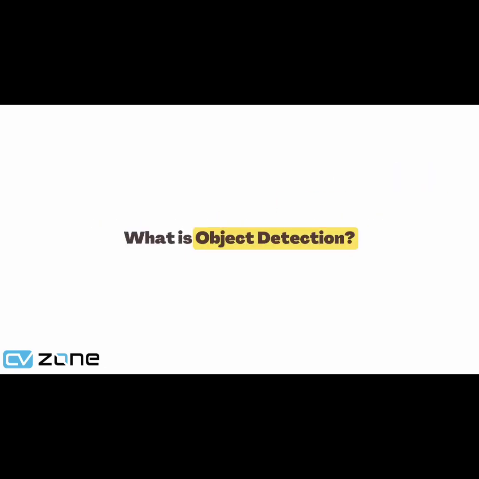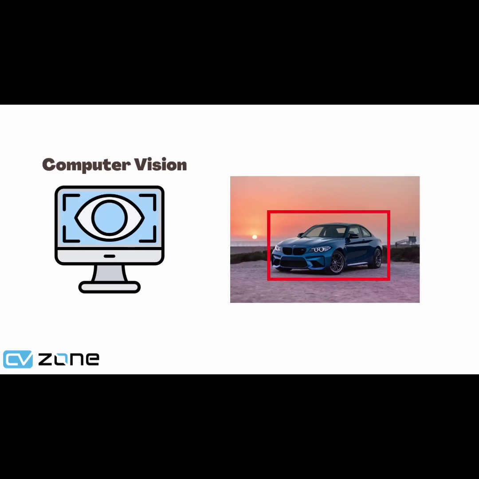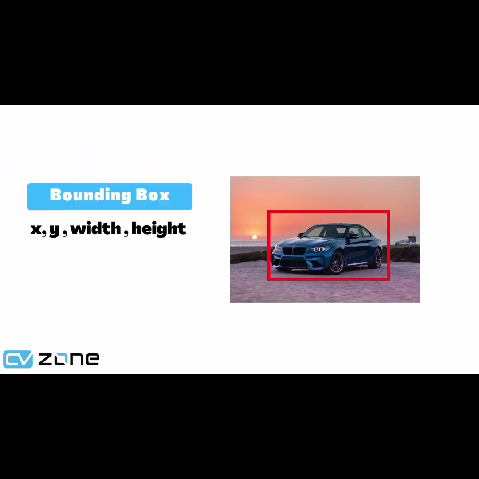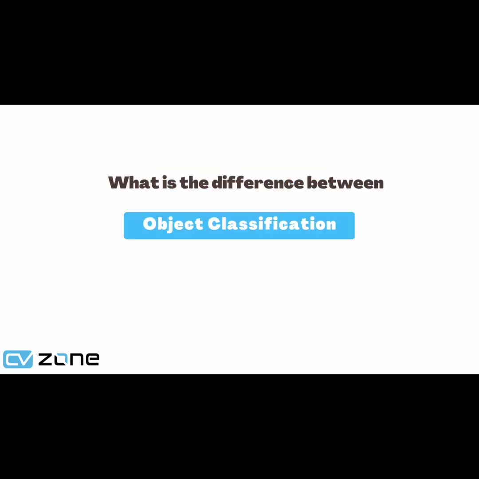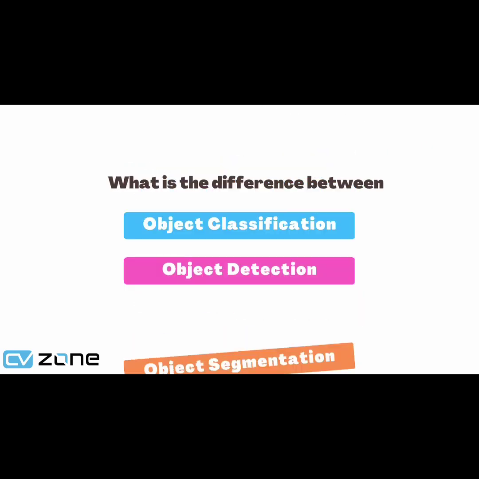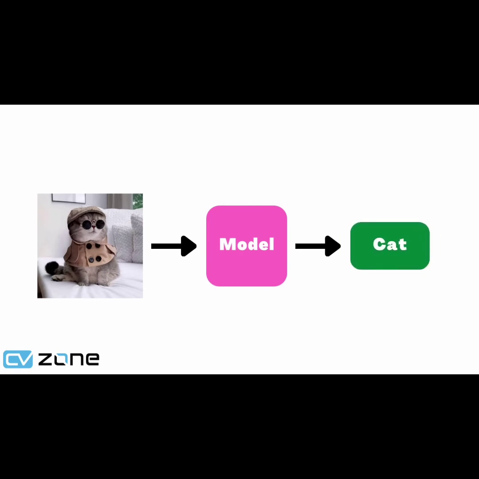What is object detection? Object detection is a computer vision technique for locating objects in an image or a video. Object detection gives us the bounding box information of the object as well as the classification of that object. What is the difference between object classification, object detection, and object segmentation? Object classification is a type of image recognition that identifies what type of object is present in an image. Here, the complete image is sent for classification, so the output is a single class.